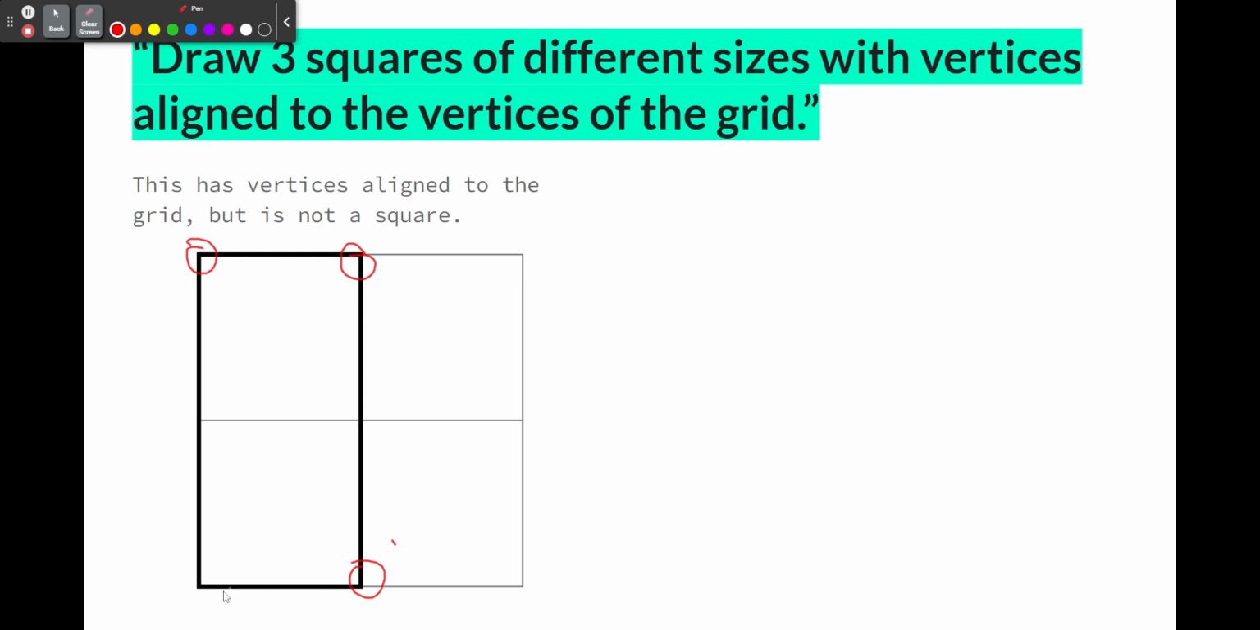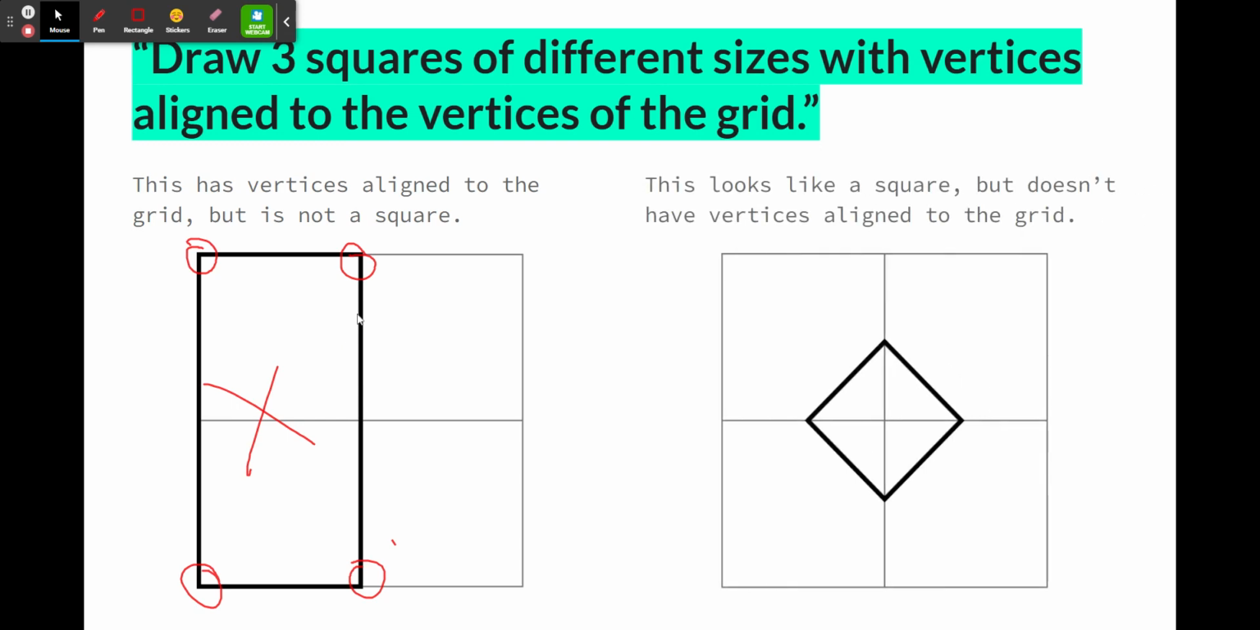So when we're talking about that, yeah, these actually are touching the vertices in the grid. The problem is that this is a rectangle. Now, all squares are rectangles, but not all rectangles are squares. This is not a square. This is not a square. So that doesn't actually equal out to being a square when it's asking you to draw 3 squares. This is not an actual option.